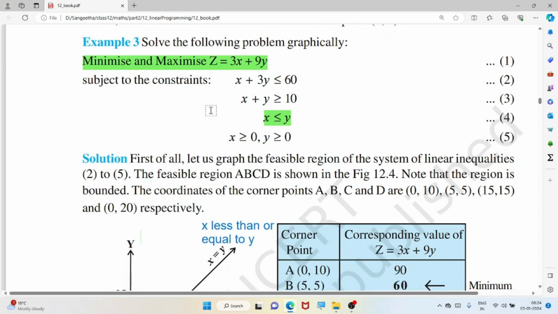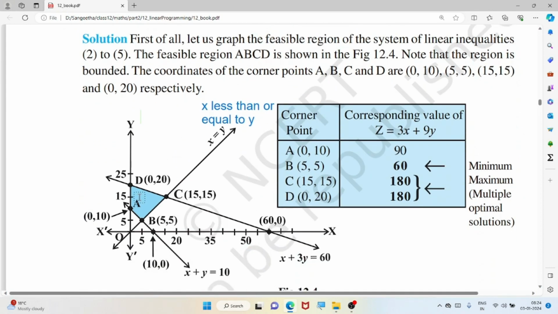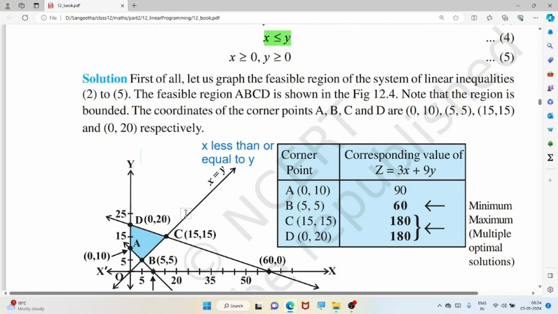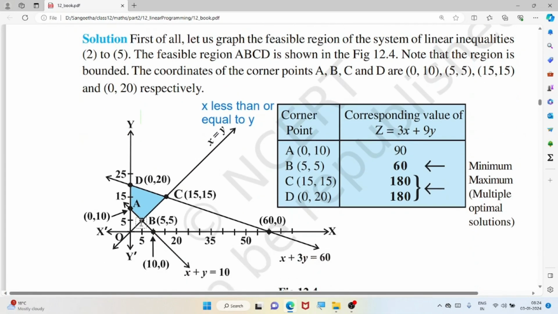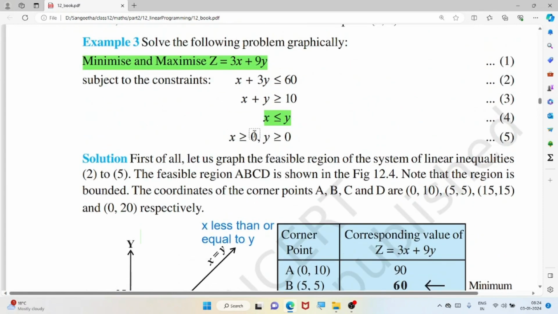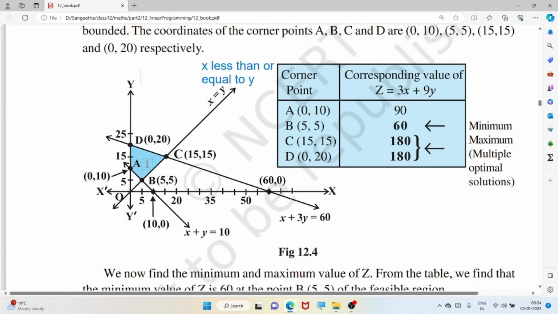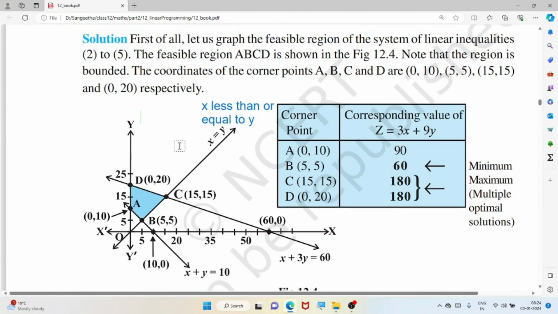So again, based on these conditions, you draw the graph. Here you see, for this condition also, you see this line x equal to y. Here for this condition, x should be less than or equal to y. Only then is this region chosen, not this region. x greater than y will come in this region. So you should not choose this region, because x is less than or equal to y, so you should choose this region. Okay, so choosing the region is important. Formulating the problem, then choosing the graph, then choosing the region.